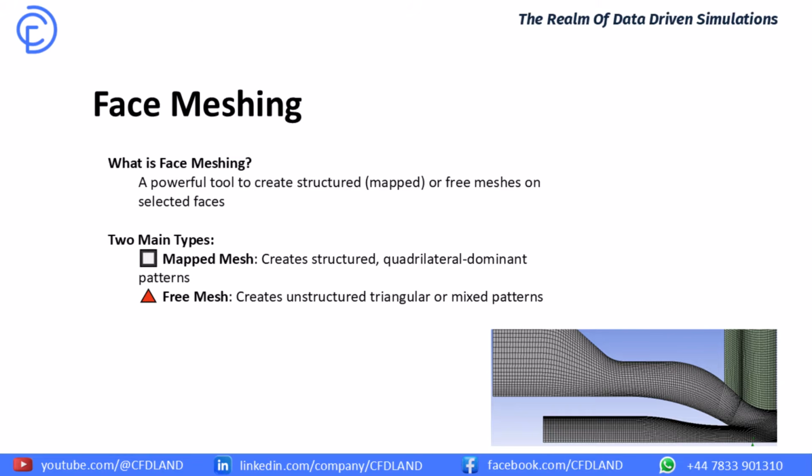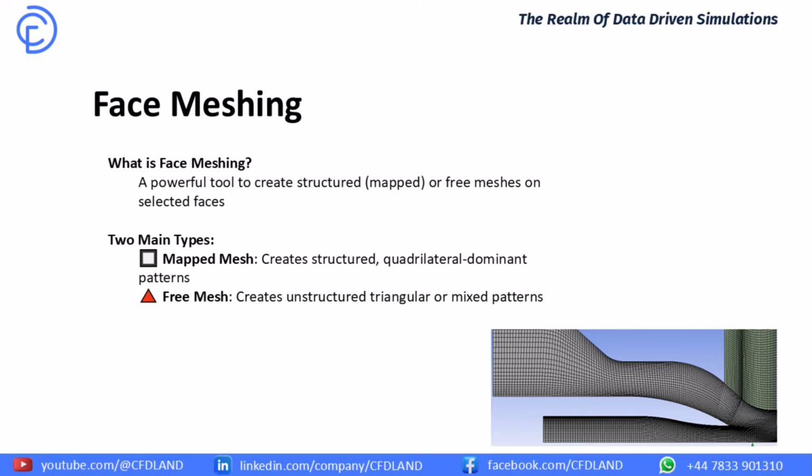The first is the free mesh. This creates an unstructured pattern, usually with triangles. It's flexible, but not always the most efficient. The second, and the one we will focus on today, is the mapped mesh. This is the most important one.